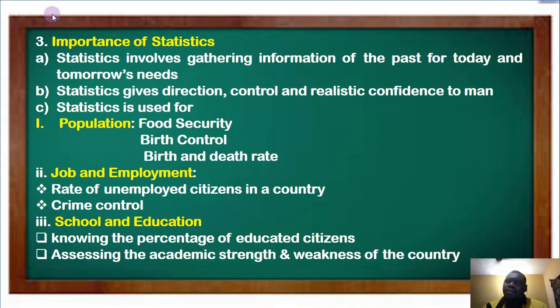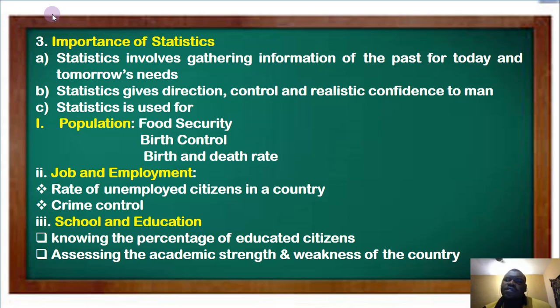For example, with statistics and data of COVID-19 patients, the government can plan for the number of vaccines to order, and they can be confident that, okay, if we order 2 million vaccines, we are covered. So that's what statistics does.